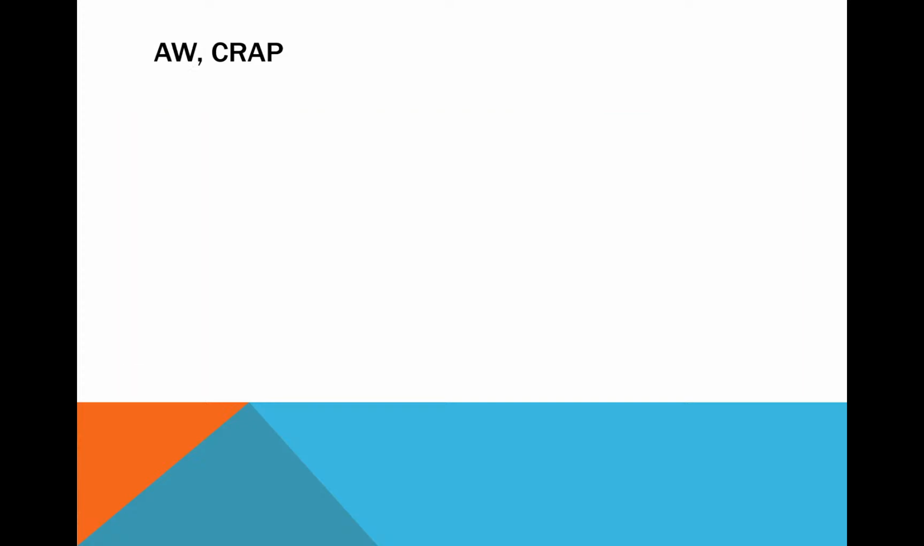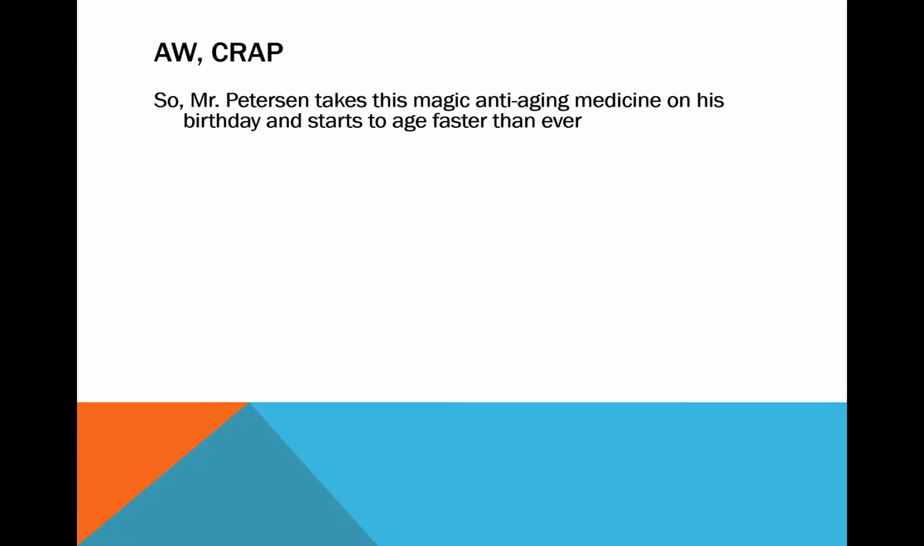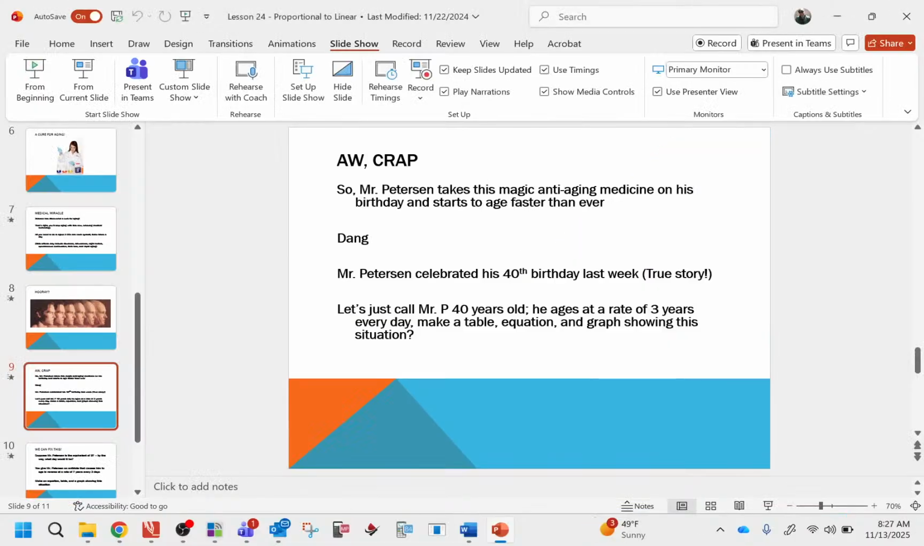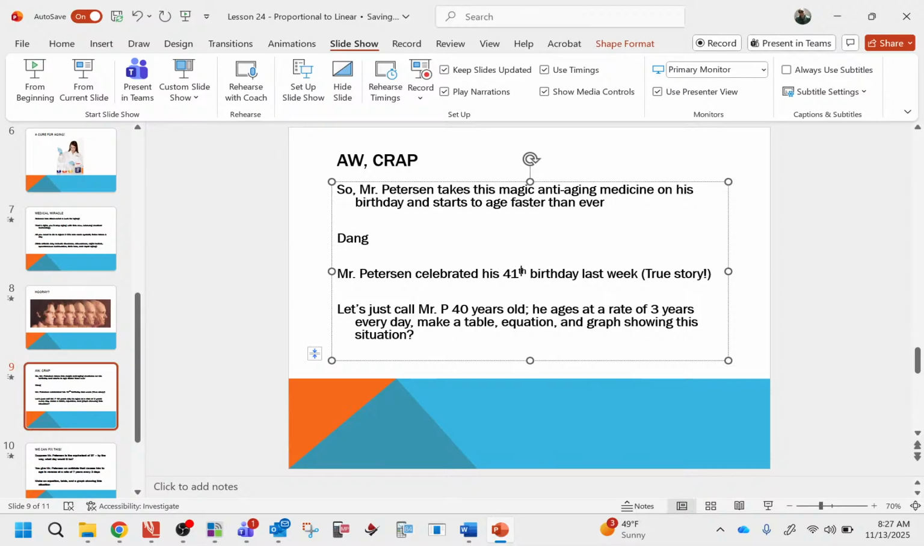Hooray? Ah, crap. So Mr. Petersen takes this magic anti-aging medicine on his birthday and starts to age faster than ever. Uh-oh. So I actually have to change this. Hang on a second. I got to fix this. Mr. Petersen celebrates his 41st. I got to change that to an S. Tomorrow. It is 41. 3 years every day.